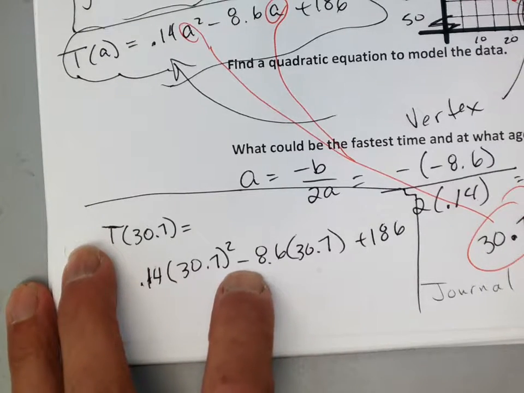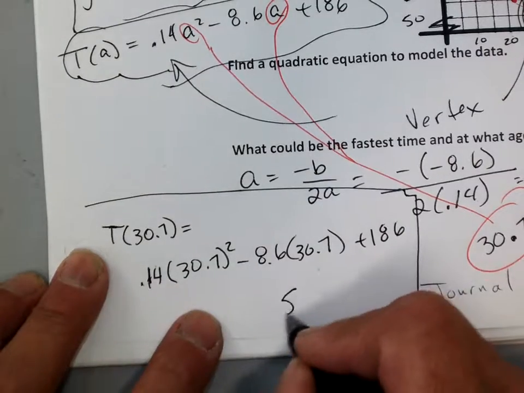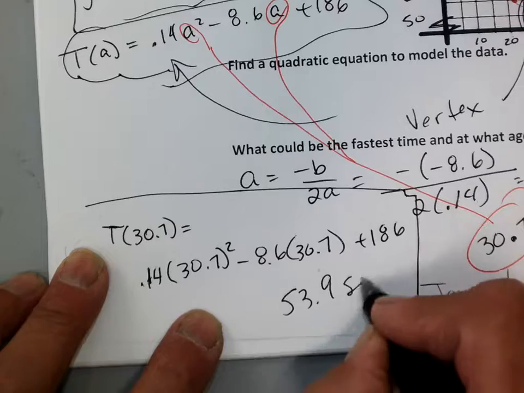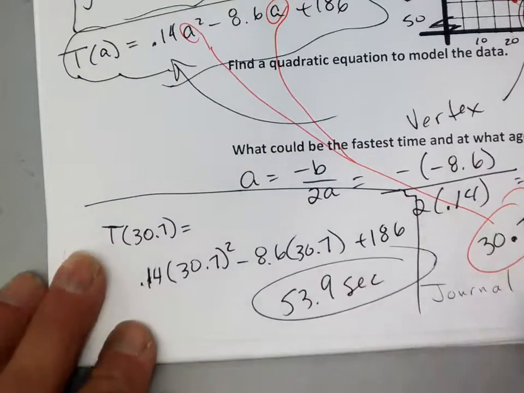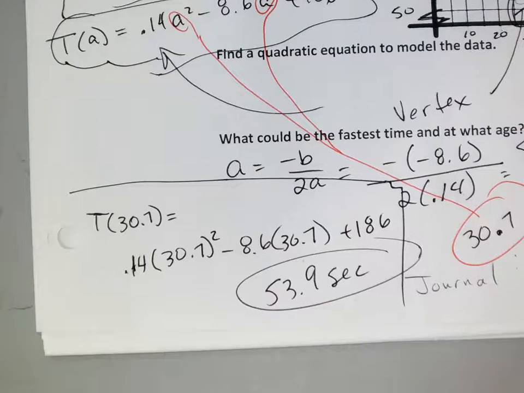Subtract 8.6 parentheses 30.7 plus 186. I get an answer of about 53.9 seconds. That's not bad. 400. That's pretty good. Isaac, that wouldn't be a bad time, would it? Okay. Wait, for what? For the 400? Oh, no. That's a good time. Right? It's not world class, but it's not bad. Okay. All right. Thumbs up.